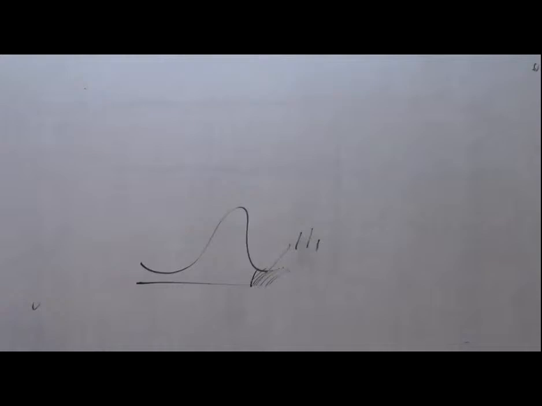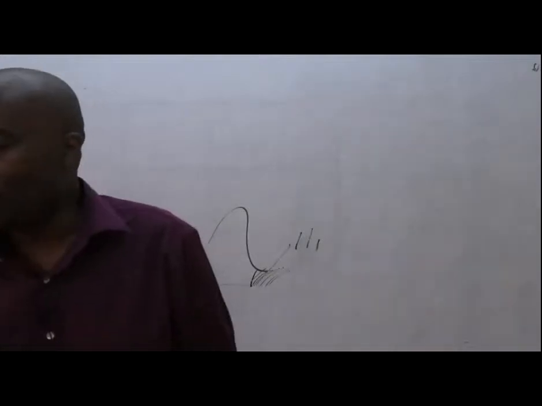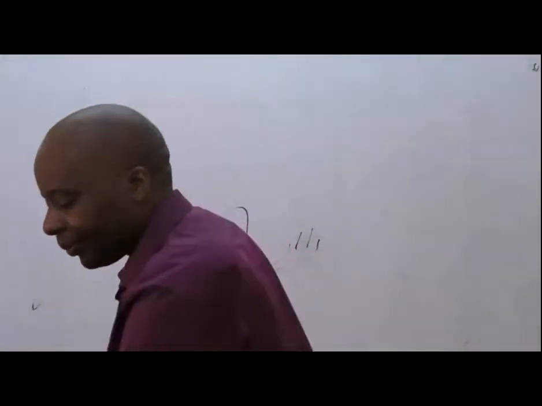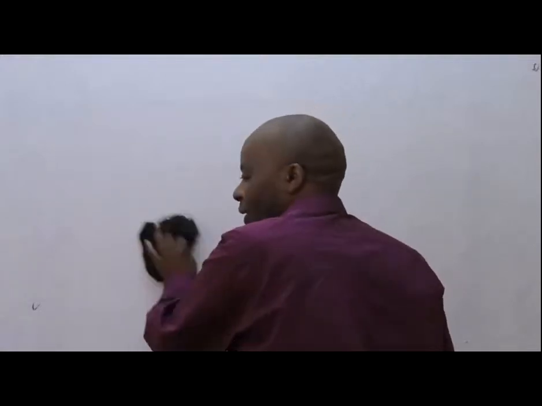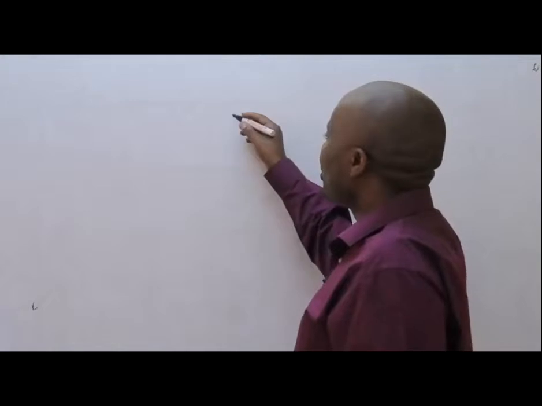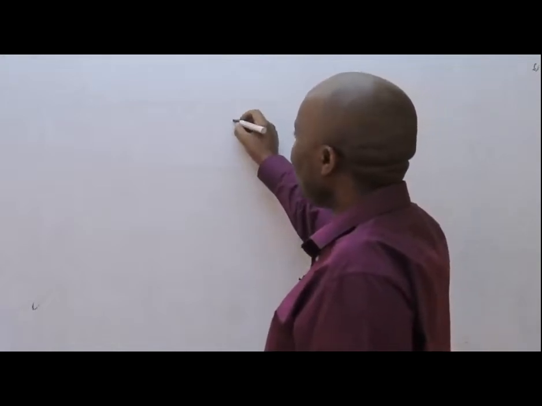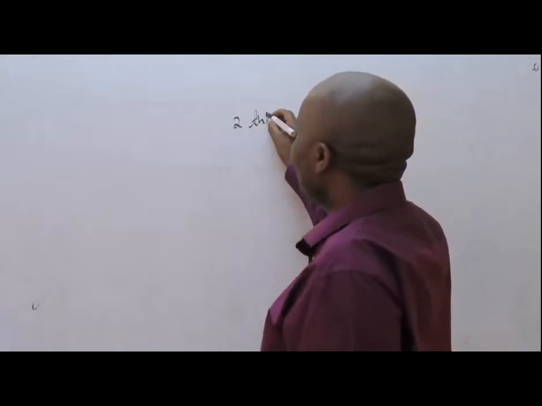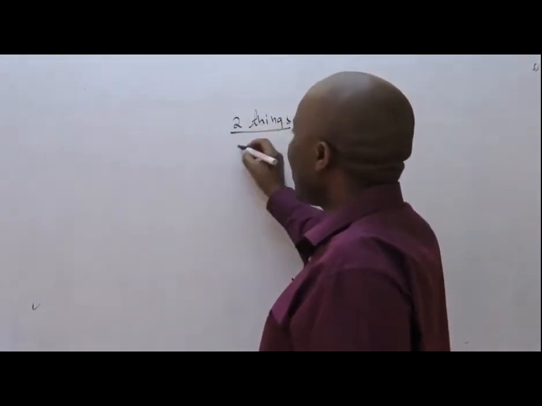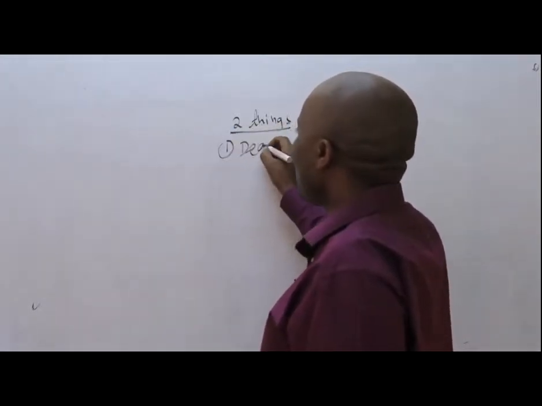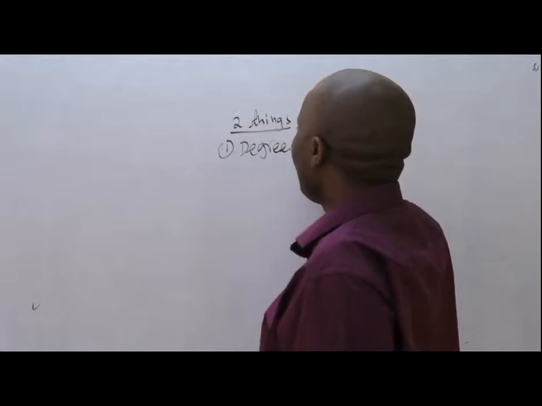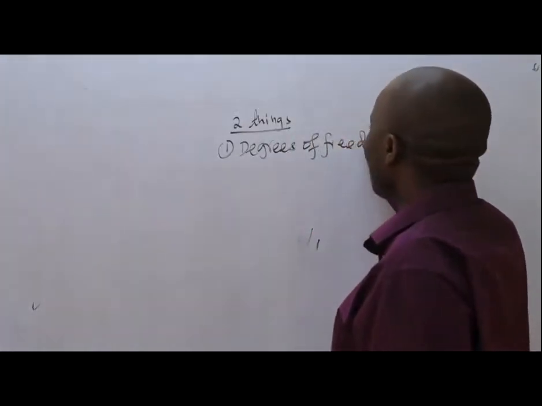Okay, so how do we get T critical? Thank you for asking that question. T critical is the same as T tables value. For the T tables value, you need two things. Number one, you'll need the degrees of freedom.